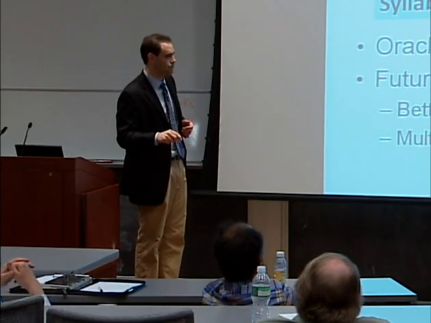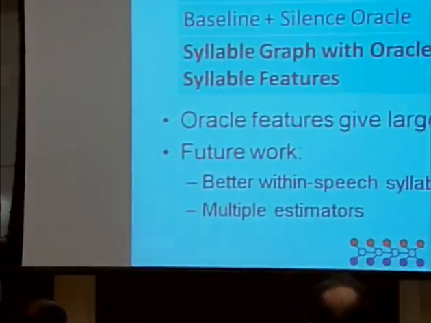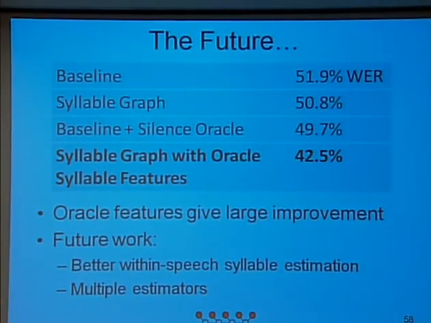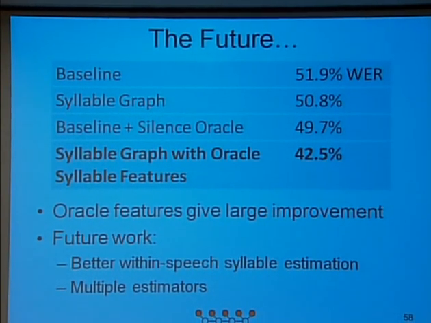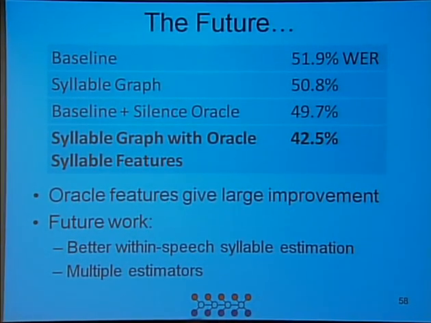And the improvement using these oracle features is quite large. We get 9 points of improvement. So this shows that if we can improve the detection within speech regions, there might be some big wins. Possibly use multiple estimators so that we can keep this win from the speech detection. And there's a lot of areas to try. In particular, the front end to the syllable detector is something more interesting than PLPs that can actually measure resonance.